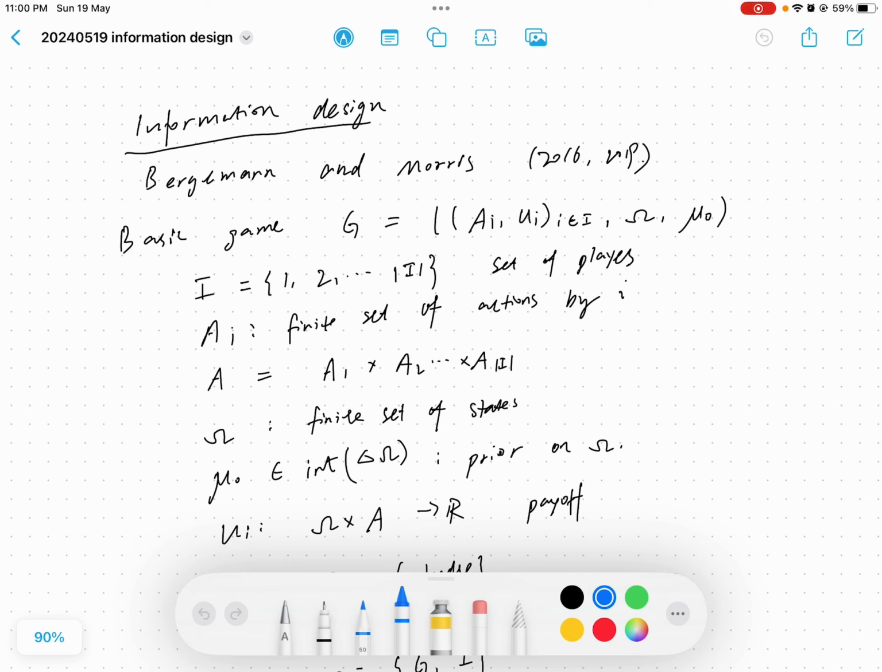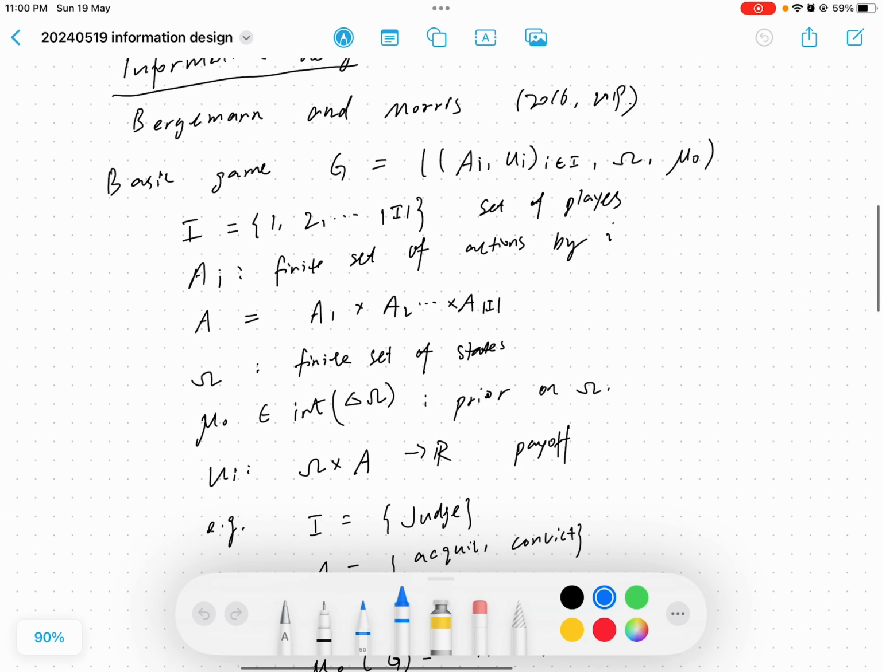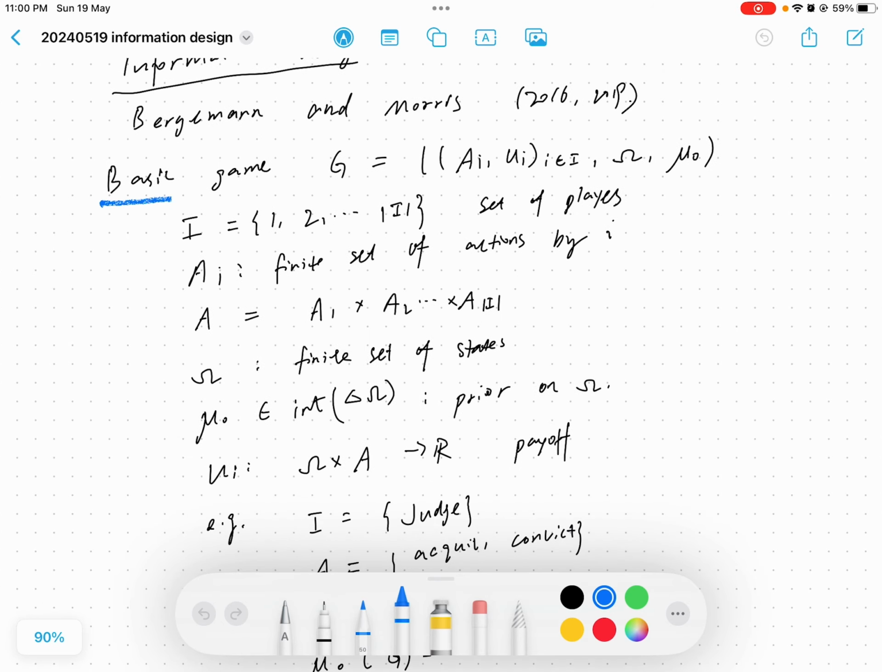Basically, we will go through the papers from Bergemann and Morris in 2016 and 2019. There are two papers for this information design approach to the Bayesian persuasion problem. Okay, so first we define a basic game.